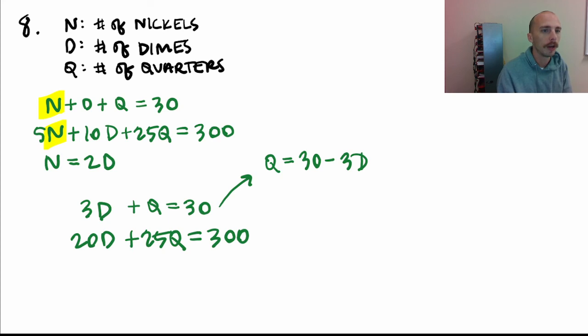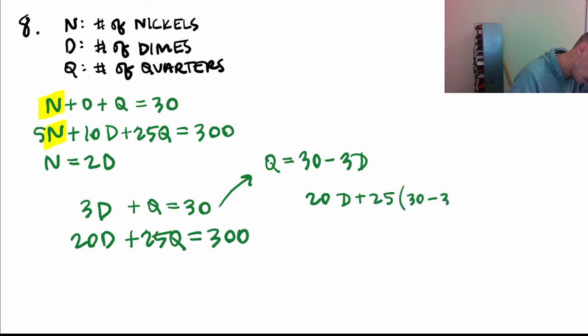But when I substitute, I'm still going to be doing 20d plus 25q, which is going to involve a multiplication of 25 times 30. So that's enough to say about that. 20d plus 25 times 30 minus 3d, that's going to equal 300. All right, then we're going to distribute the 25, 20d. 25 times 30 is 750. Minus 75d, that's equal to 300.